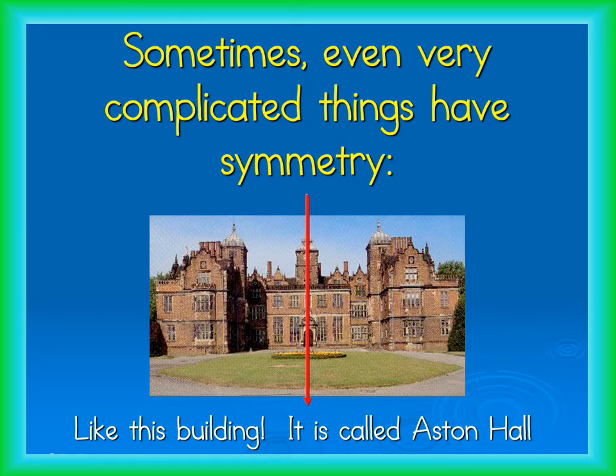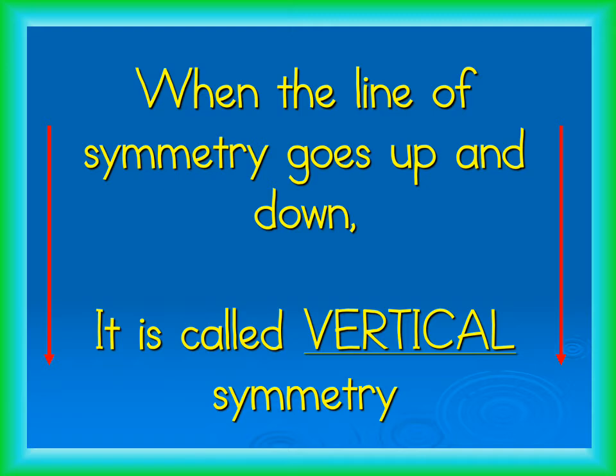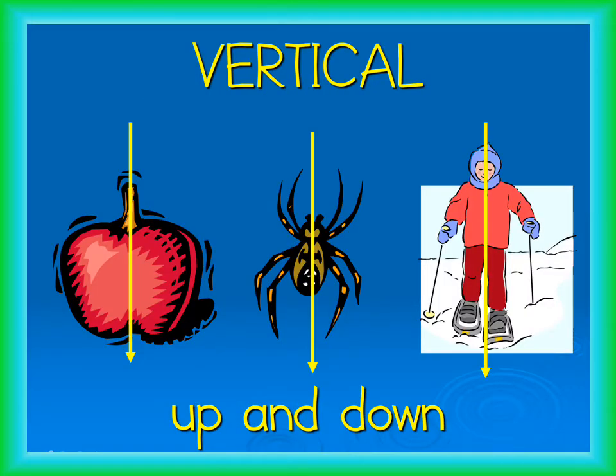Take a deeper look. The two sides are the same. The two sides are symmetrical. Symmetrical means the same. When the line of symmetry goes up and down, it is called vertical symmetry. Vertical, up and down. Check out those lines, they are vertical.